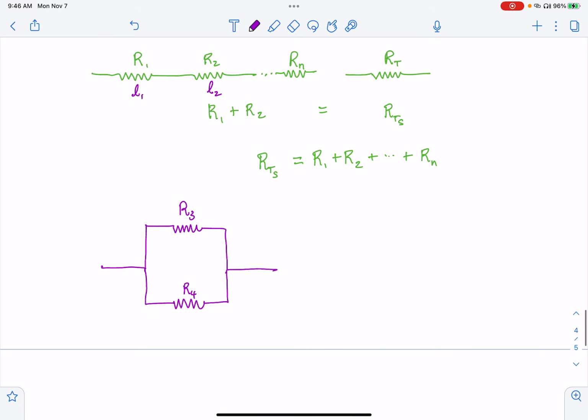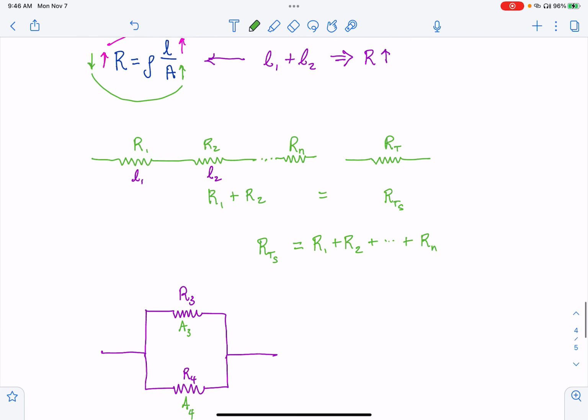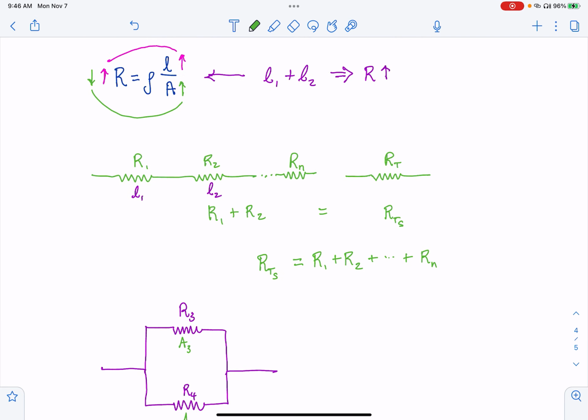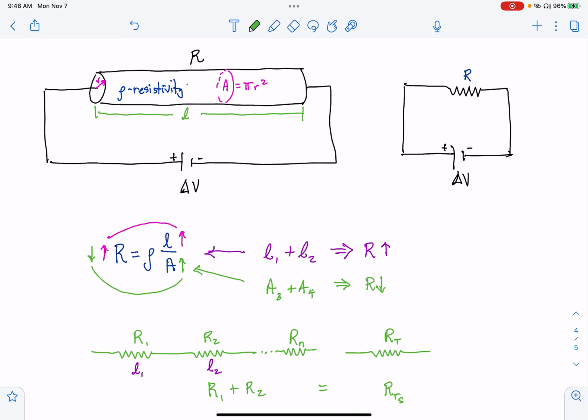In this particular case, we are effectively increasing the area of our resistor, area 3, area 4. And so I can just go here and say A sub 1, A sub 3 plus A sub 4. This is going to imply that resistance will decrease, because as the area increases, the resistance drops.